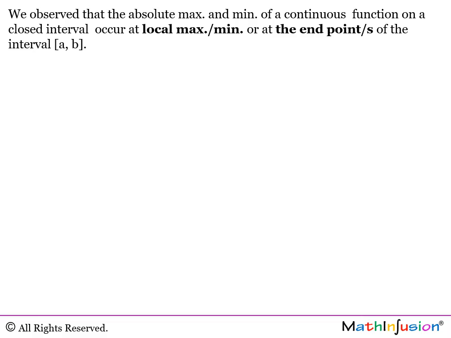We observed that the absolute maximum and minimum of a continuous function on a closed interval occur at the following points. It can be a local max, local min, or one of the endpoints of the interval [a, b], or both of the endpoints, which means a and b. But the question is even more. If you observe, we always have an absolute max and an absolute min for the function on the closed interval [a, b]. And this is indeed always true.